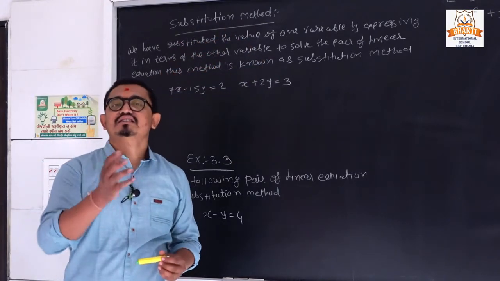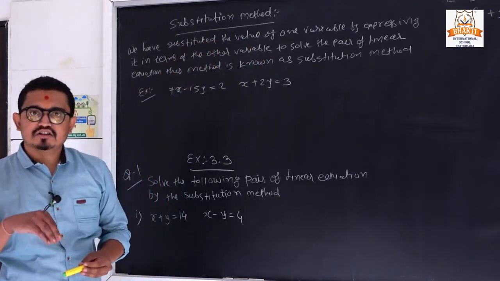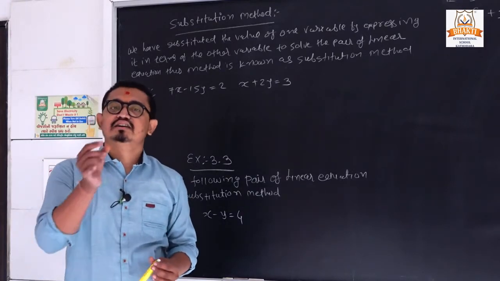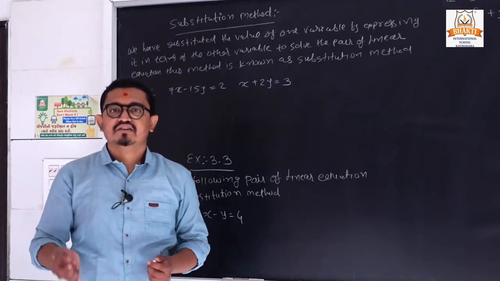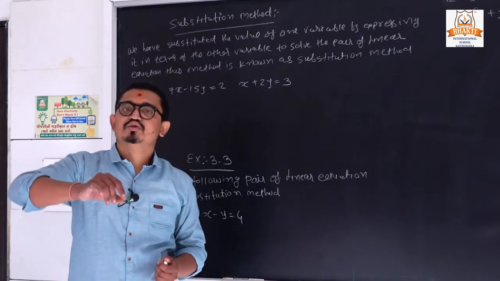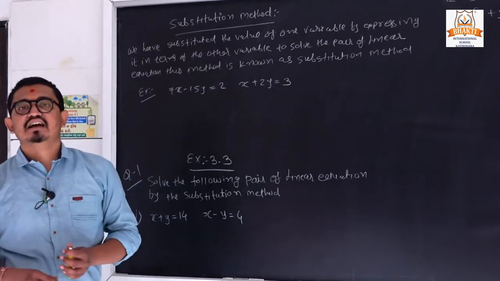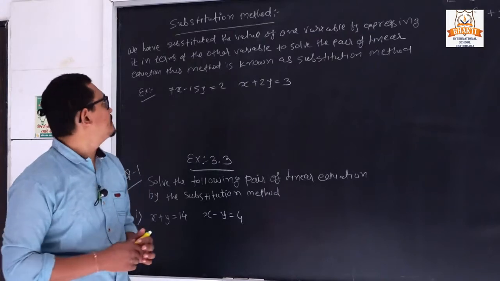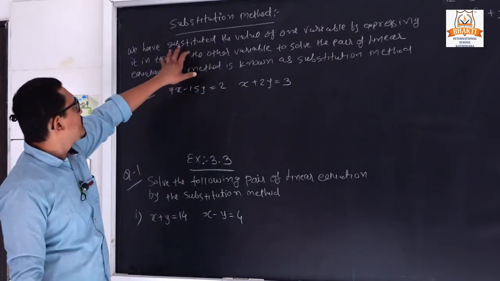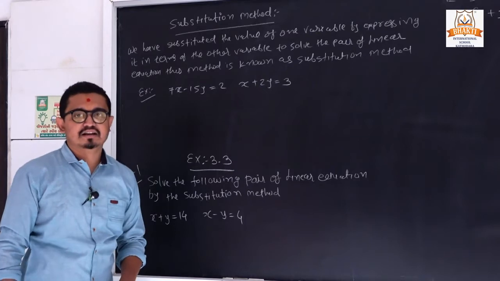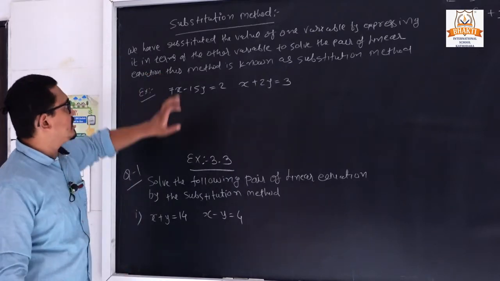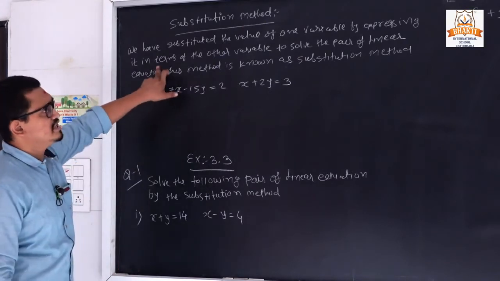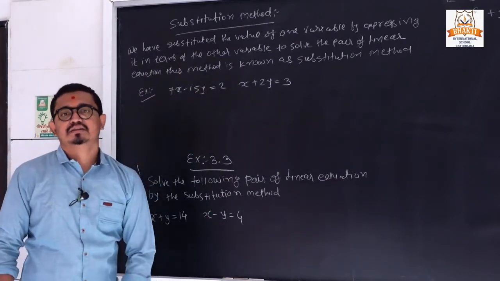First of all, what is substitution? Substitution means replace. We can replace the value of x or y from the first equation and put that value into the second equation, and then we can find the solution. So it is called the substitution method. In the substitution method, we have to substitute the value of one variable by expressing it in terms of the other variable to solve the pair of linear equations. So this method is known as the substitution method.